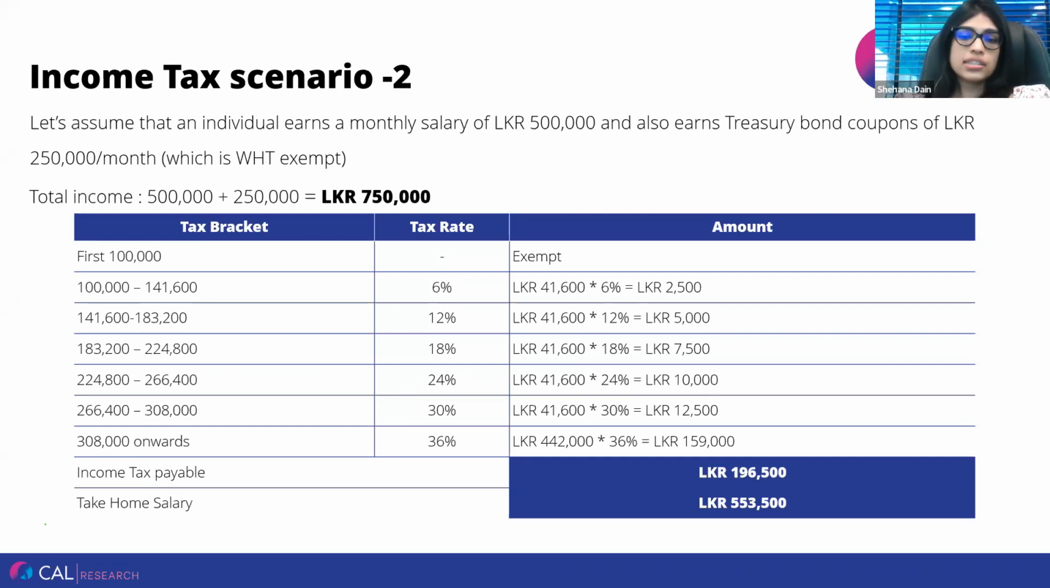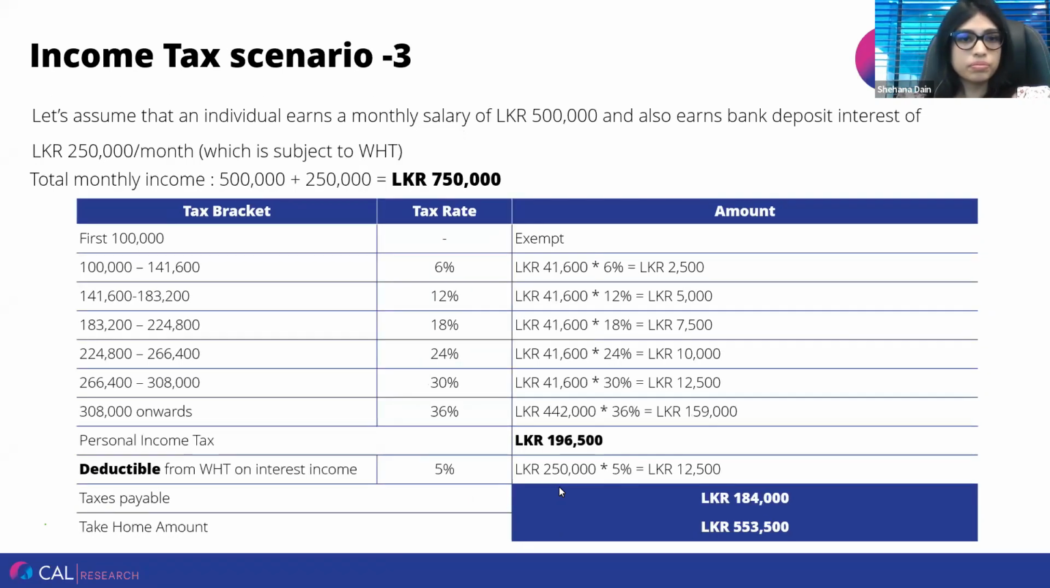the tax amount is 159,000. This amounts to a total income tax payable of 196,500, which is an increase from the previous example. But one has to also know this is because of the coupon payment that he or she received on a monthly basis. Go to the third slide, please.